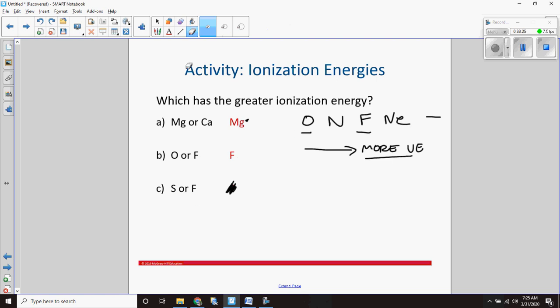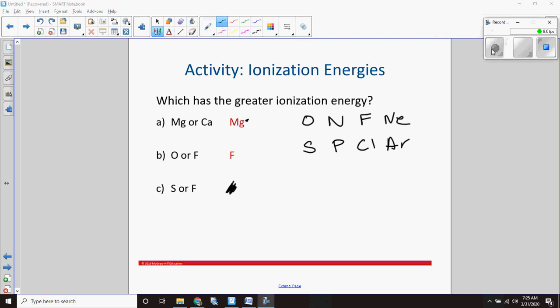And if we check our answer, we are correct. What about sulfur versus fluorine? Sulfur is a little bit tricky. Hold on, let me erase some stuff. So the next problem is looking at sulfur versus fluorine. Now sulfur is this atom here and fluorine is here.